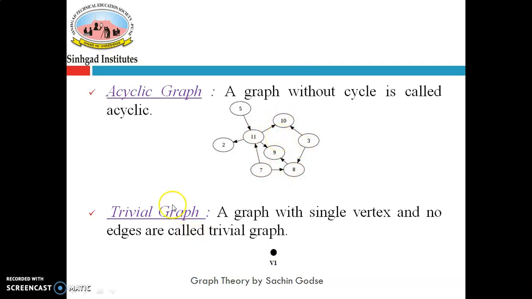Next type of graph is trivial graph. A graph with a single vertex and no edges is called a trivial graph. There is only one vertex, then it is called a trivial graph.